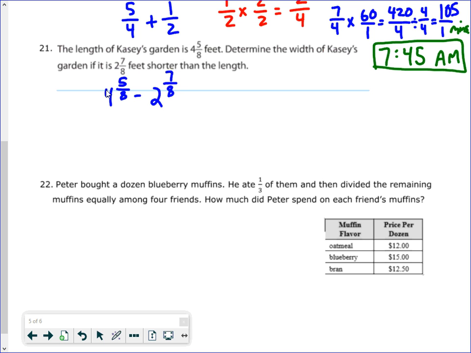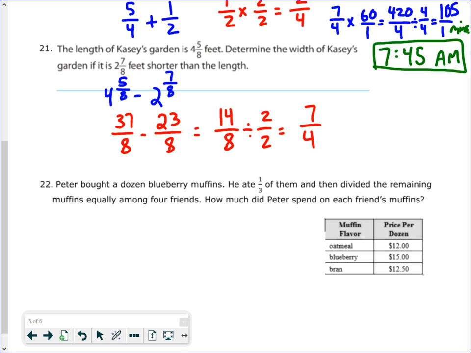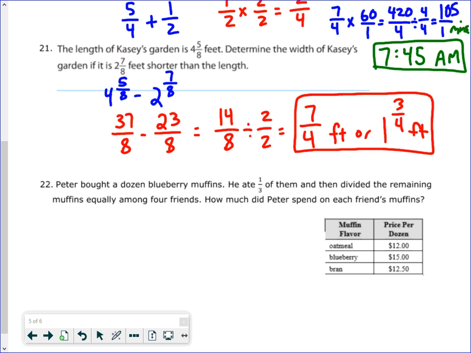So 4 times 8, which is 32, plus 5. So 37/8. And then 2 times 8, which is 16, plus 7. So 16 plus 7 is 23, 23/8. We're going to subtract those. Thankfully, they have a common denominator there. 37 minus 23 is 14. So our final answer is 14/8. We're going to divide that by 2 to simplify, and we get 7/4 feet shorter. 7/4 feet or 1 3/4 feet. Not too hard, not too bad. Just make sure you know what you're doing.